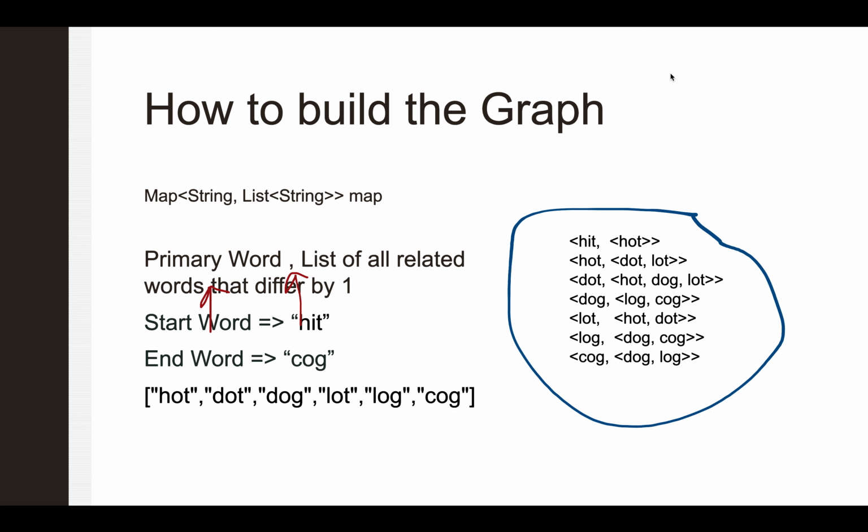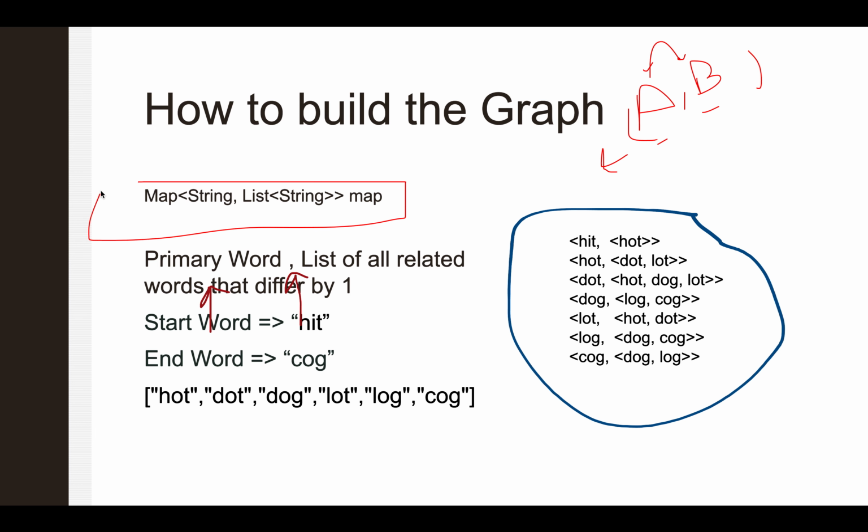So we'll pass string A and string B, two strings, to a helper method, and it will return a boolean telling us whether these are related or not. What is the relation between these two strings? That they differ at max by one character. And let's build the graph. The semantics of the graph would be something like this.